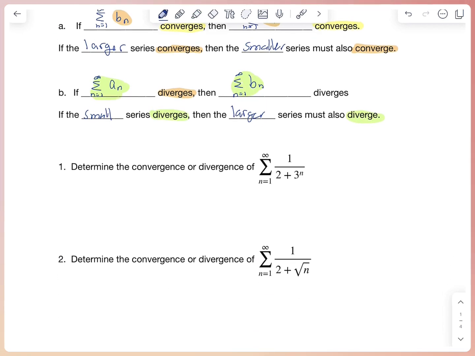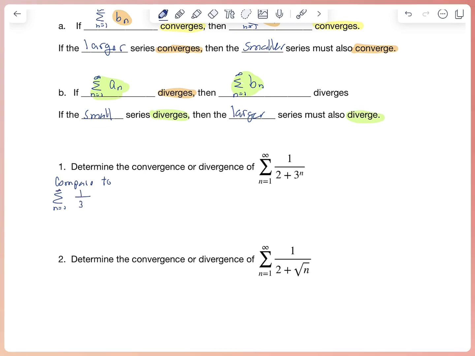Okay, let's do a couple examples. Number 1, determine the convergence or divergence of the summation of n equals 1 to infinity of 1 over 2 plus 3 to the n. So let's compare this to 1 over 3 to the n, because that looks like a good series that's kind of similar to the one given but easier to work with.